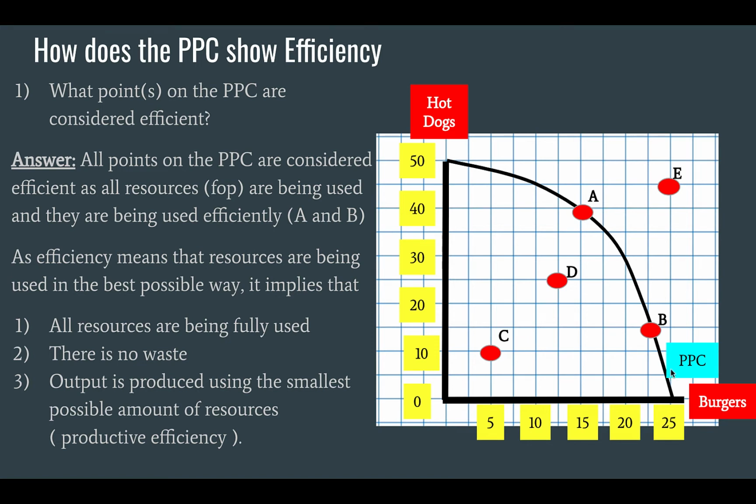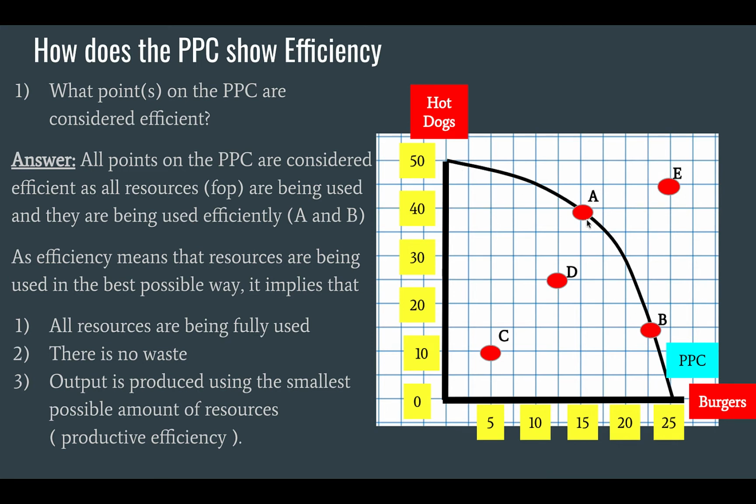So therefore, A and B are considered efficient. We are producing as much of the goods that are desired as our economy, given the fixed state of nature and the fixed amount of factors of production being used efficiently, is capable of producing. Now, as efficiency means that resources are being used in the best possible way, it implies a few things.